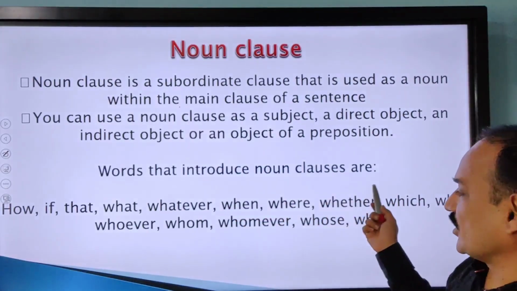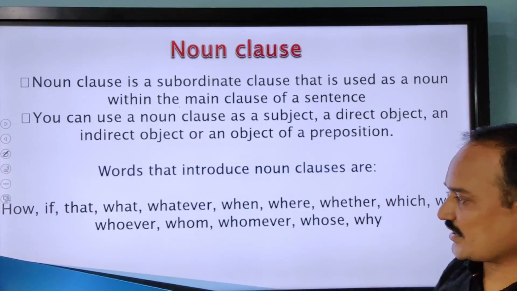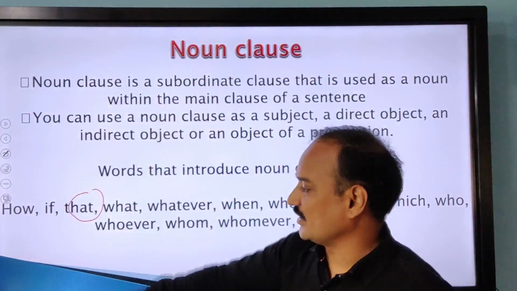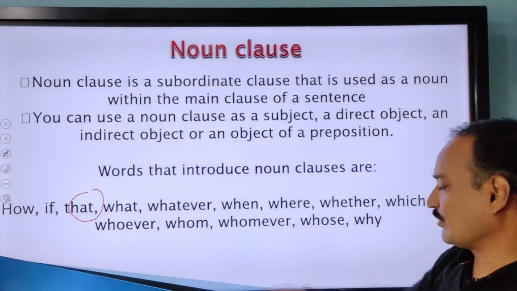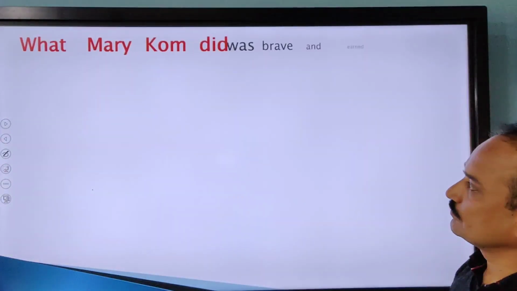Words that introduce a noun clause are, as this big list was already given to you in the previous slide also, how, if, and the main word highlighted in the slide was that, sometimes it is what. Okay, depending on it. Let us go ahead. Examples.